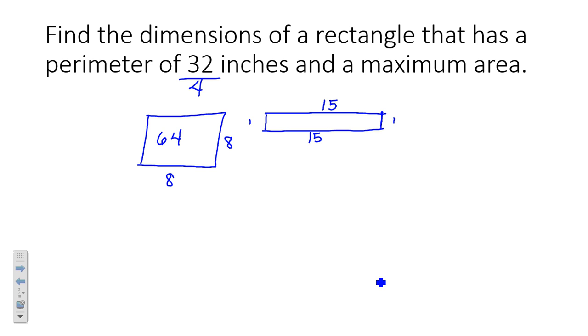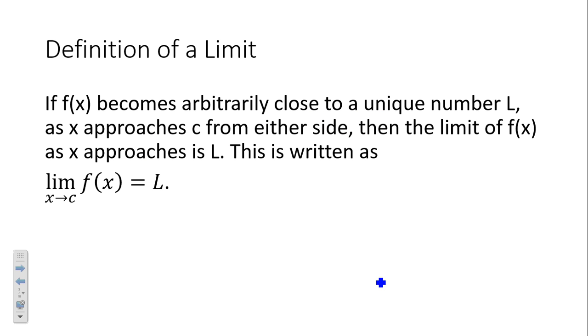So what limits do is they help you come up with equations and figure out where we can have maximums or minimums and so forth of curves that aren't necessarily easy to extrapolate individually. Okay, so next slide then talks about the definition of a limit.